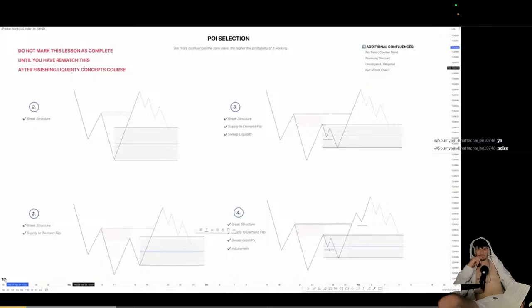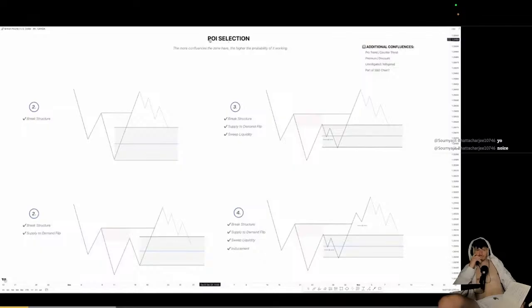Right, so let me just remove this ugly text right there. Okay, so point of interest selection. POI once again stands for point of interest, and it's another word for institutional zone. When we are trading, there's going to be a ton of supply and demand zones, all different sorts of zones everywhere and anywhere. How do we actually ensure that the zone we are trading from actually works? How do we ensure that price will actually respect the zone?